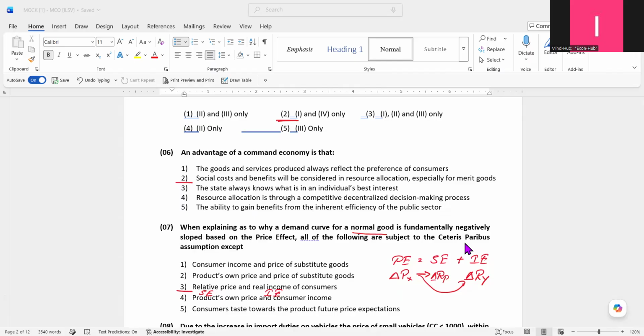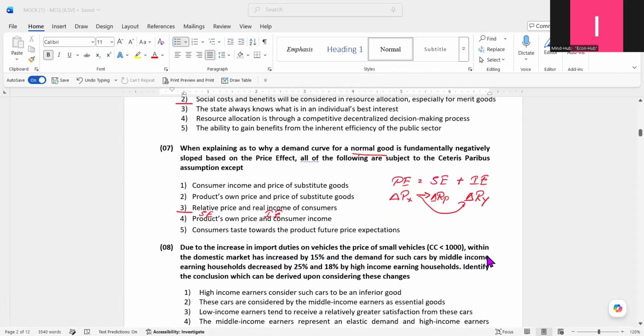So in a command economy, we believe such externalities-based overproduction, underproduction, and market failures could be minimized to a certain extent, because the government will also consider the impact on the greater society, in addition to the private benefit and private cost. Answer number 2, question 6.